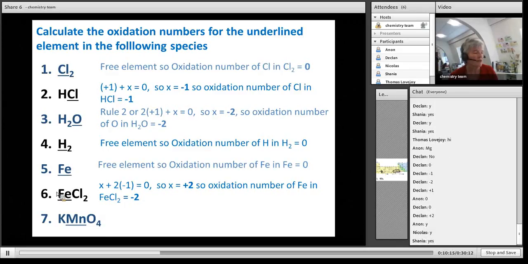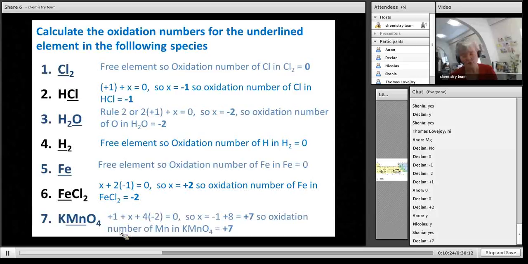Okay. Then finally, what about manganese in potassium permanganate? +7, correct. And if you didn't know it, by the time you finish this book, you should know it because it comes up so often. Potassium is in group 1, so if it forms an ion, it'll form the +1 ion. So rule number 4, a simple ion is the same as its charge. Potassium will always form the +1 ion. X is our unknown, manganese.